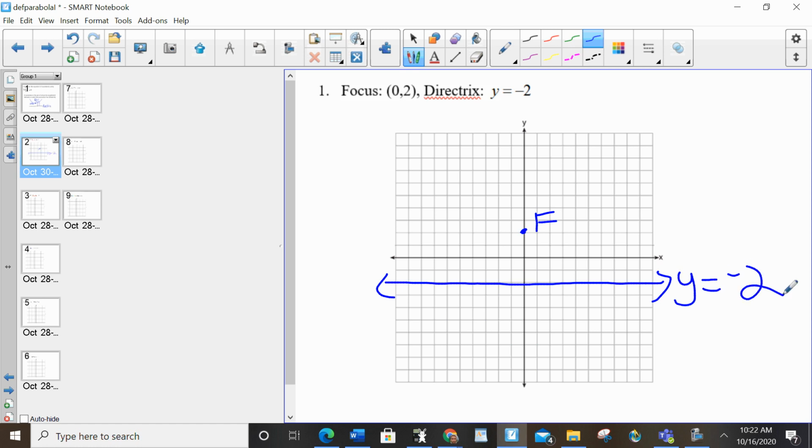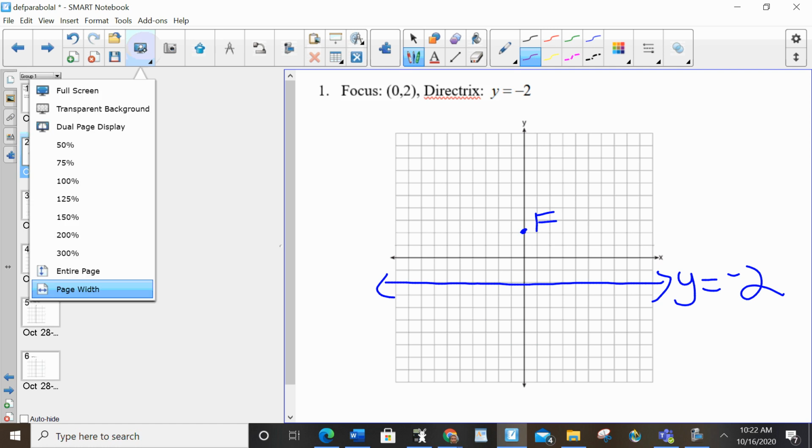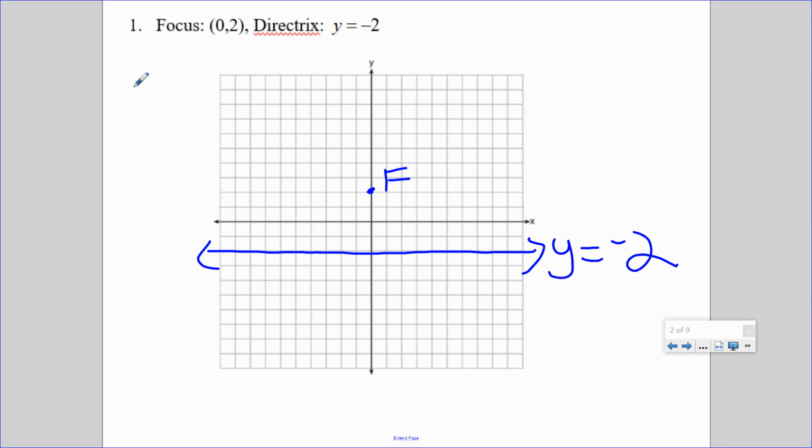So I need to start with the vertex. The three key pieces of information are focus, vertex, and directrix, and the vertex is always in between the other two. So since they are 1, 2, 3, 4 apart, the vertex must be 2 from each, and in this example, the vertex is at (0, 0). Now, my parabola must be an equal distance from the point and the line. What that means is it can never touch the line. So since it can't touch the line, in this example, it's going to have to open up. So I'm just drawing a very rough sketch, just showing that it's opening up.